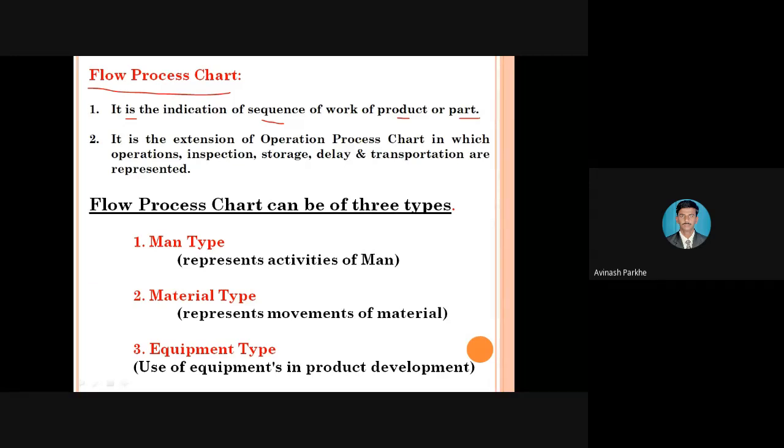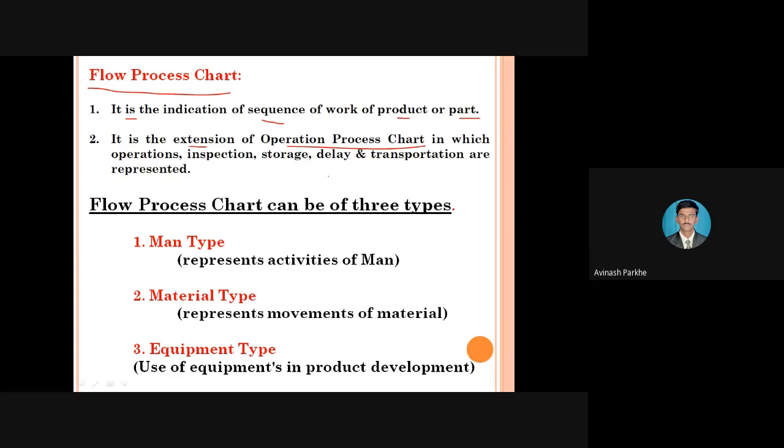So whatever the sequence of the work is there, that sequence is represented by using this particular flow process chart. And this flow process chart is the extension of the operation process chart, in which operations, inspection, storage, delay, and transportation are represented. It is the extension of the operation process chart in which the type of operation performed, the type of inspection, then storage, then delay and transportation, all those particular activities are represented by using the flow process charts.